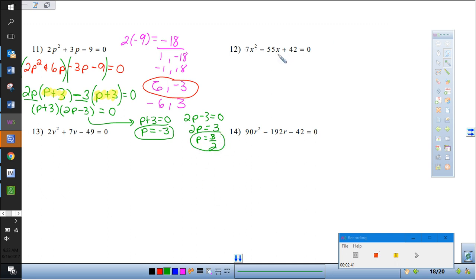7, 55, 42. Okay, first thing you're going to ask yourself is, are there any common factors? If there are no common factors, see what multiplies to be A times C. So 7 times 42 is, let's see, 14, carry the 1, 28, 294.